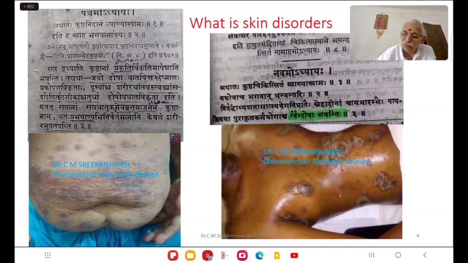So, what is the description of the dermatology of skin disease in Ayurveda? It is coming under Kushta Prakarana, as Charaka tells. This is Charaka and Sushruta.